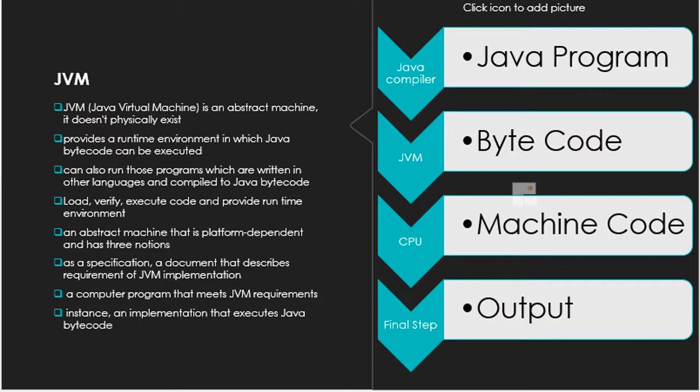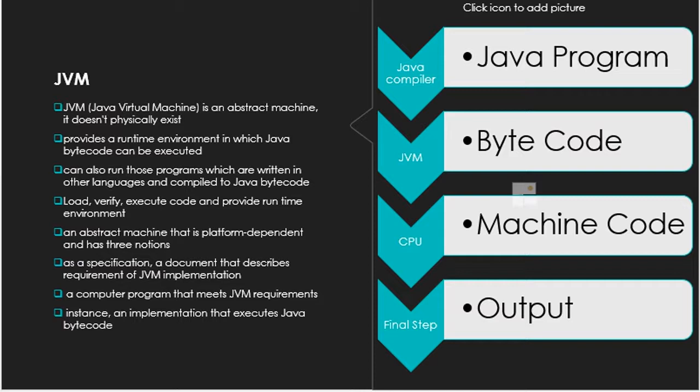First of all, we have to write the Java programs, and the Java program compiles into the intermediate code that is called bytecode. The bytecode, with the help of JVM, will execute and be converted to machine code, and machine code will be processed by the CPU and give the output. So that JVM is actually platform dependent. JVM is a platform dependent property, and it's a specification, a document that describes requirements of JVM implementation.